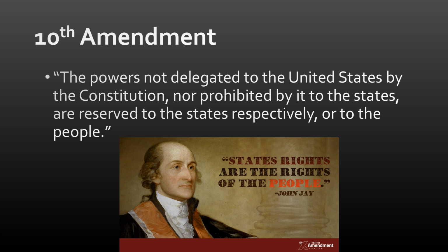That's the basic argument. And so proponents of states' rights love the 10th Amendment, and they are going to use the 10th Amendment to bolster and strengthen their case.